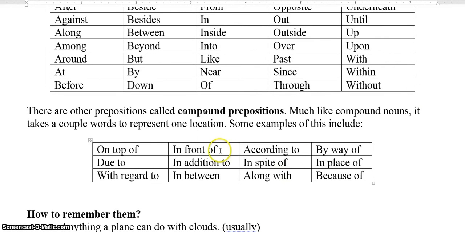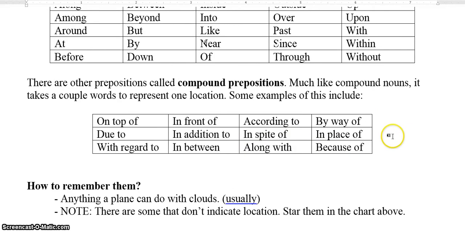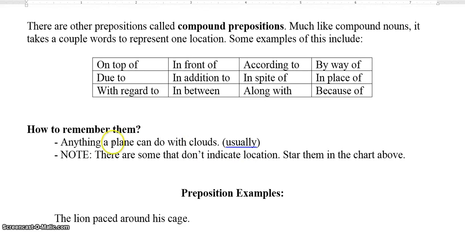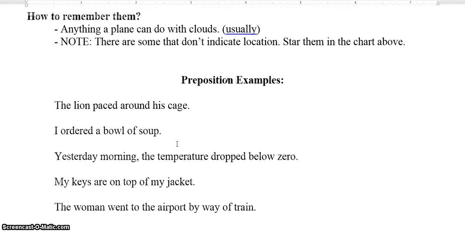We have some that are compound prepositions, a couple of words that mean one location. Also, your compound prepositions will not be on your test, but they are good to know. As I said, anything a plane can do with clouds. Now let's take a look at some examples.